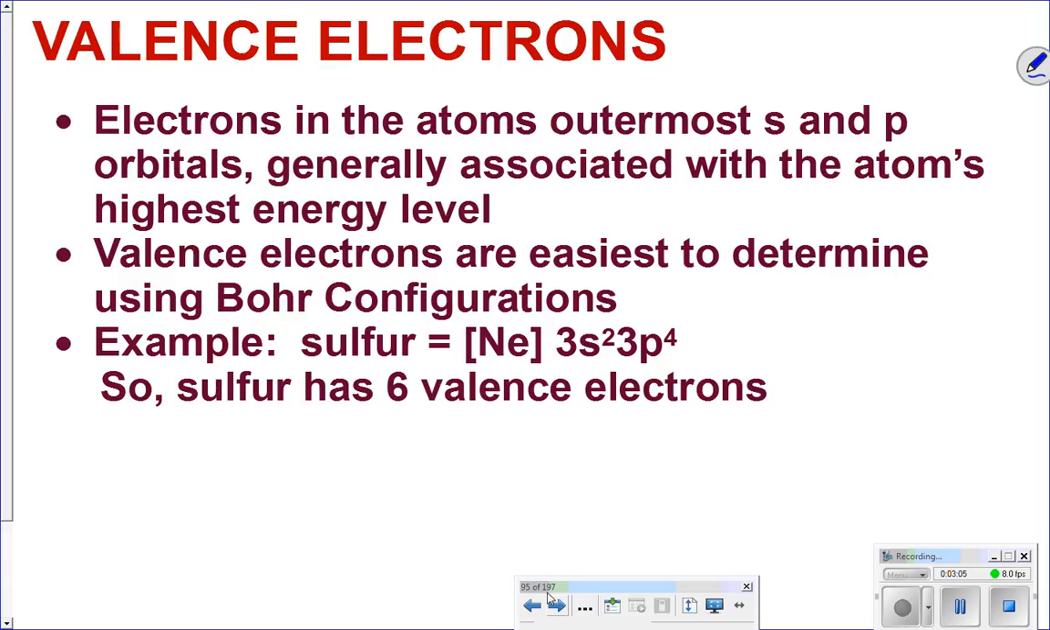So they're the outermost s or p orbitals. So if you look at sulfur's configuration, we have neon before that, and then these are our other electrons sticking out of there. That gives us 6 valence electrons, which makes sense with our Bohr configuration for sulfur, which is 2, 8, 6. So these are actually included in that neon, and then the other 6 are kind of just sticking out there.